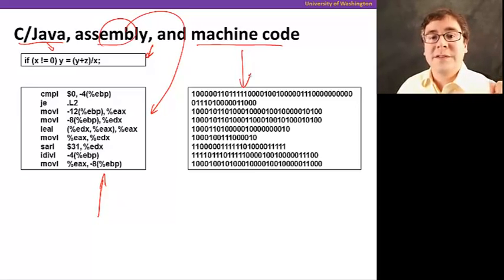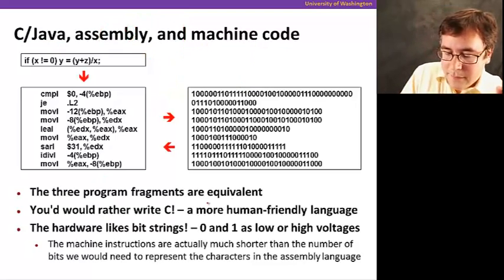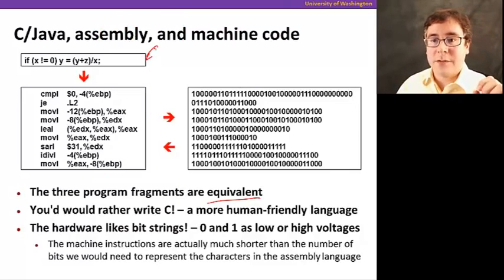Now, so what's in common between these three pieces of code? Well, all of them do exactly the same thing. They're equivalent. But you'd rather write in this language here, because it's much easier, it's much more natural for humans to write. Okay? So it's much more human friendly.